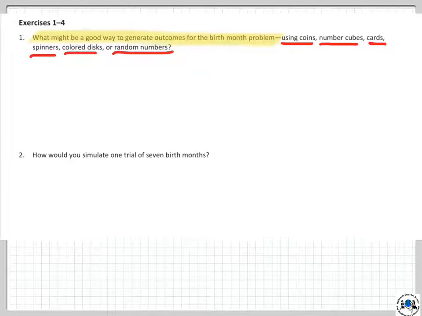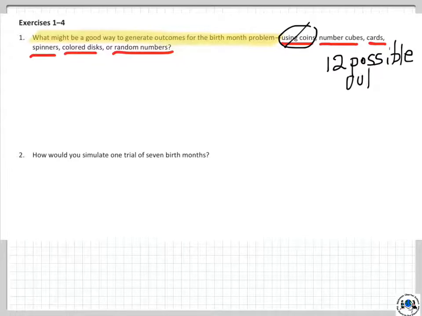Okay, let's go ahead and look at this first part and see what you said. This would be a great thing to do in a classroom. Well, we could probably eliminate some of these. Coins are definitely not going to work, because there are only two possibilities, 50-50. We need something that's going to give us 12 possible outcomes, and a coin is not going to do it. A standard number cube will not, because that has 6 sides.